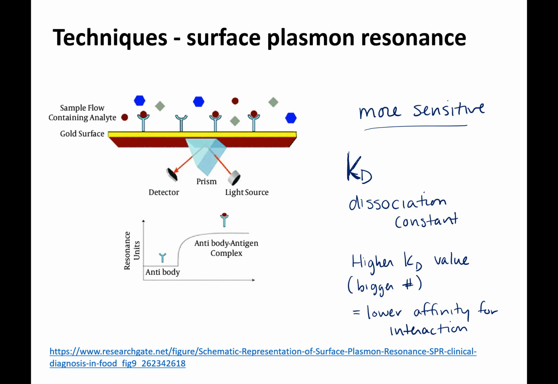Okay, so the smaller the KD value, like 10 to the minus 7, the more it means these proteins don't dissociate very well. They stick together really well. And if you have, say, 10 to the negative 4th, that means they're falling apart a lot easier. So keep that in mind when you're looking at table 1. But like I said, I don't really understand how this works.